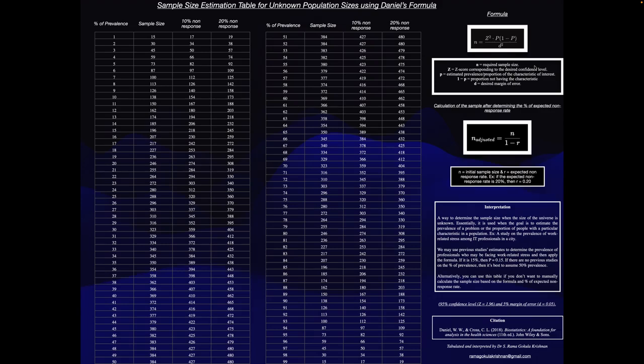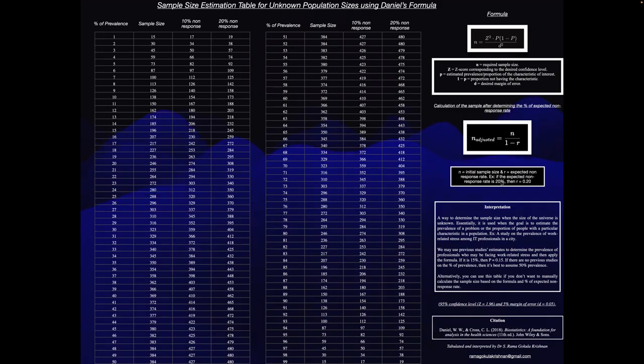Now what do you do after this? Once you calculate the ideal sample size, there is always a percentage of people who may not respond to your questionnaire or who may not be willing to be part of the study. So there we calculate the percentage of non-response. This percentage of non-response is nothing but the percentage of people who are probably not going to respond to your survey or questionnaire, and there's a formula for that, which is n divided by 1 minus r. N is of course the sample size that you've already calculated, and r basically represents the expected non-response rate, right?